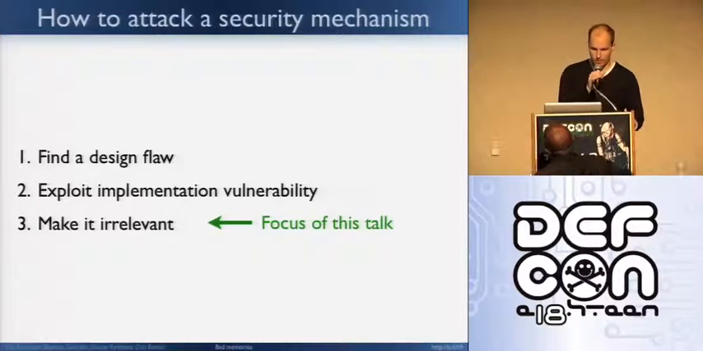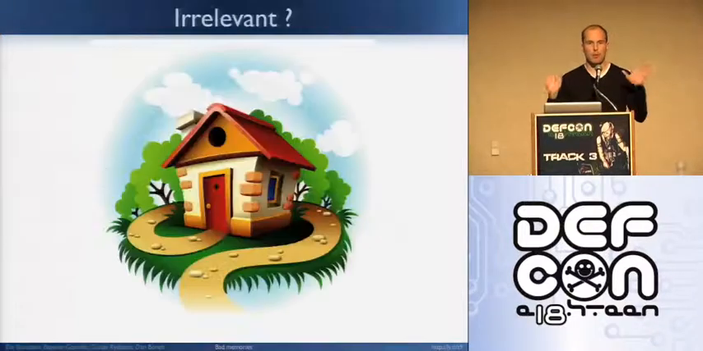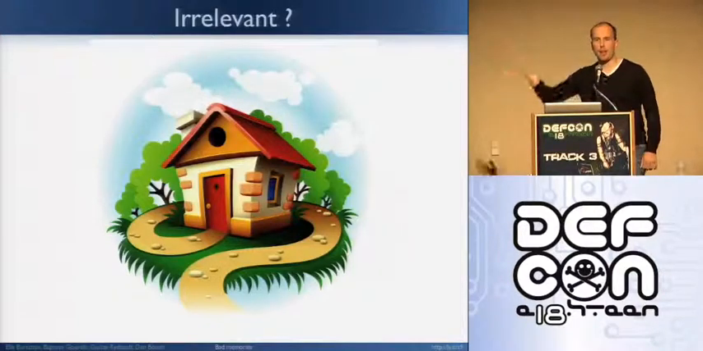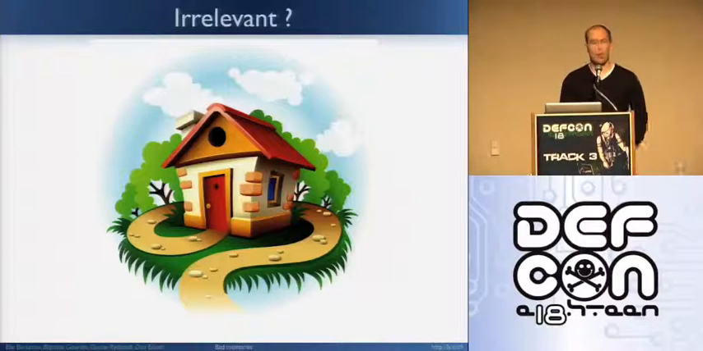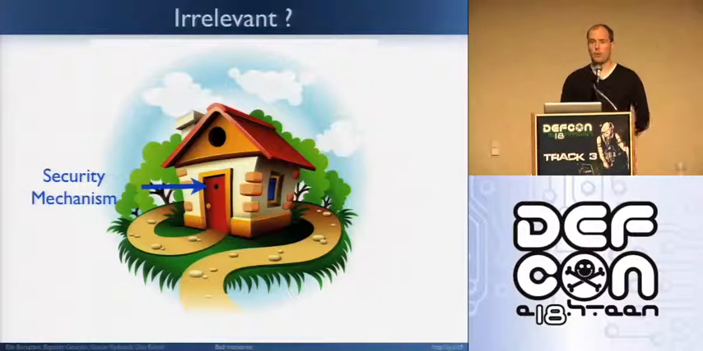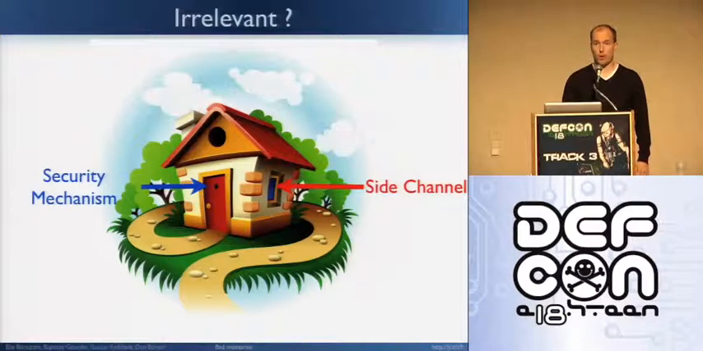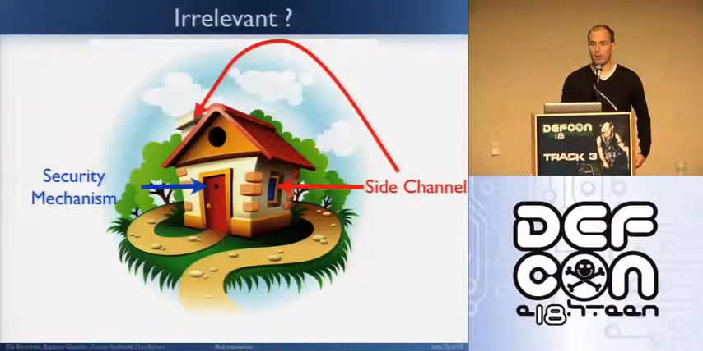So what do we mean by irrelevant? For a second, bear with me. Let's assume you have this nice house in Wonderland, and of course you like your house, so you're going to prevent people from trying to break into it. The way you do that is you have a nice security mechanism, which is a door. The bigger the door, the more secure you are. But a clever attacker might try what we call a side channel, which would be the focus of this talk: try to break through the windows or through the roof, right? So that's what we call a side channel.